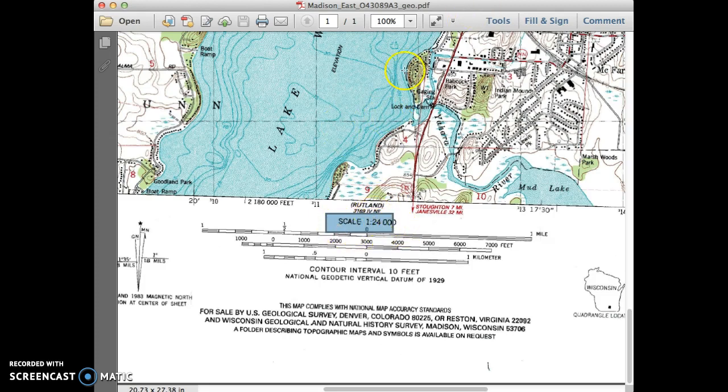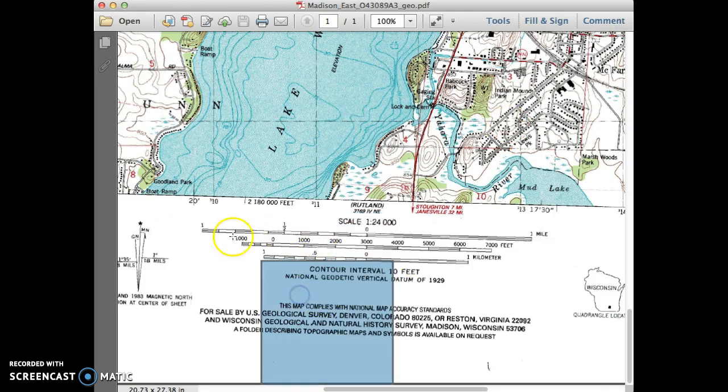And that tells us that if we're looking at it at 100% and we measure a distance, say in inches, and we want to know what the length of this road is in miles, we can measure it out in inches, use this fractional scale to convert that inches on the map into inches on land, and then we can use a conversion factor to convert that into miles.